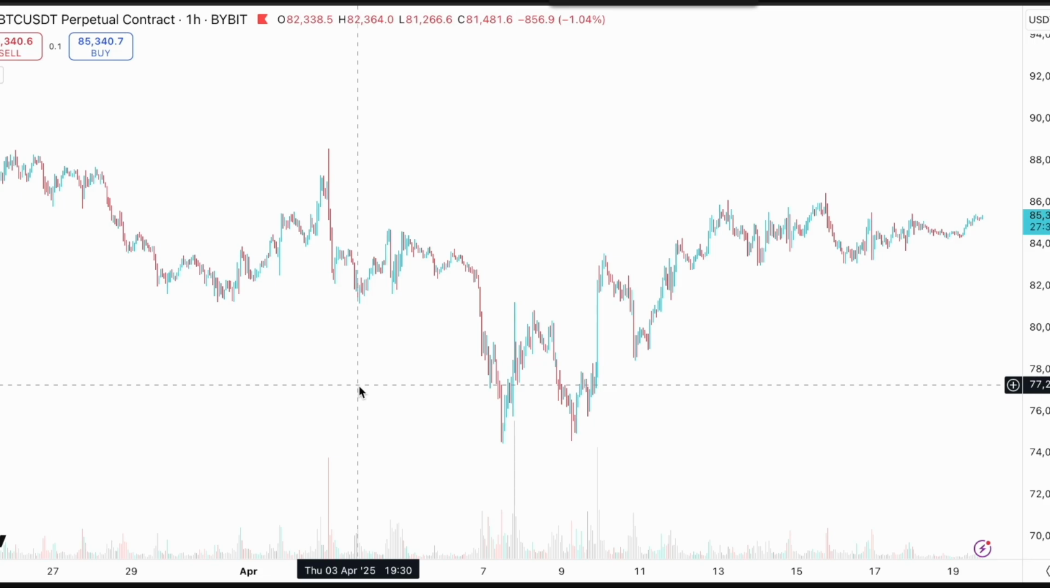Now, you could have taken both of these trades for 4.4R and 3.8R each. That's about how I trade the VWAPs myself, and that's how I found success trading it.